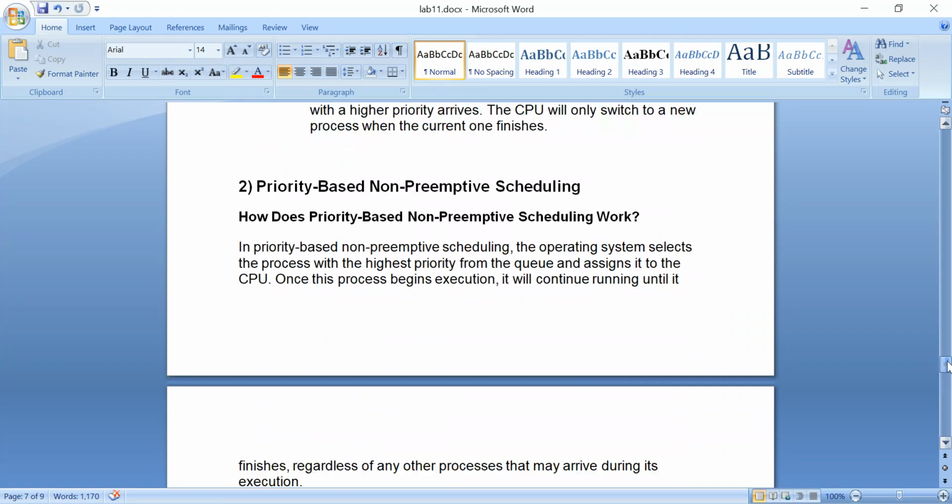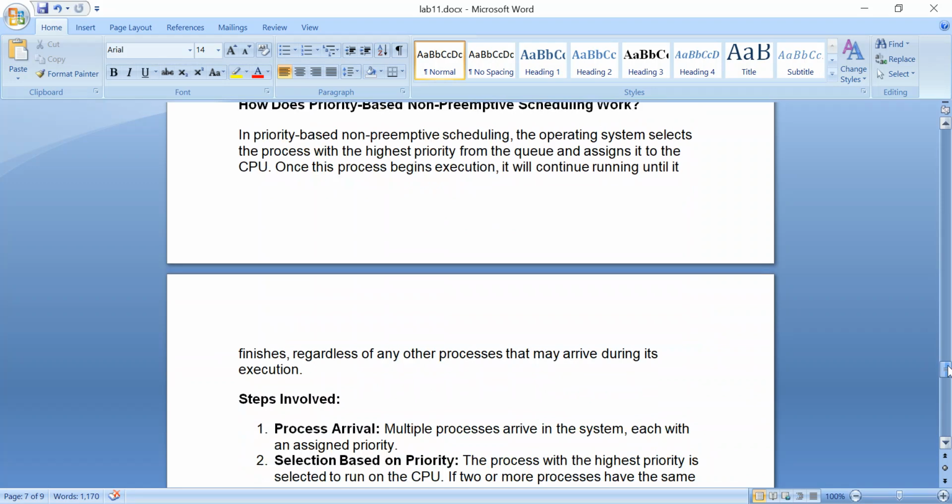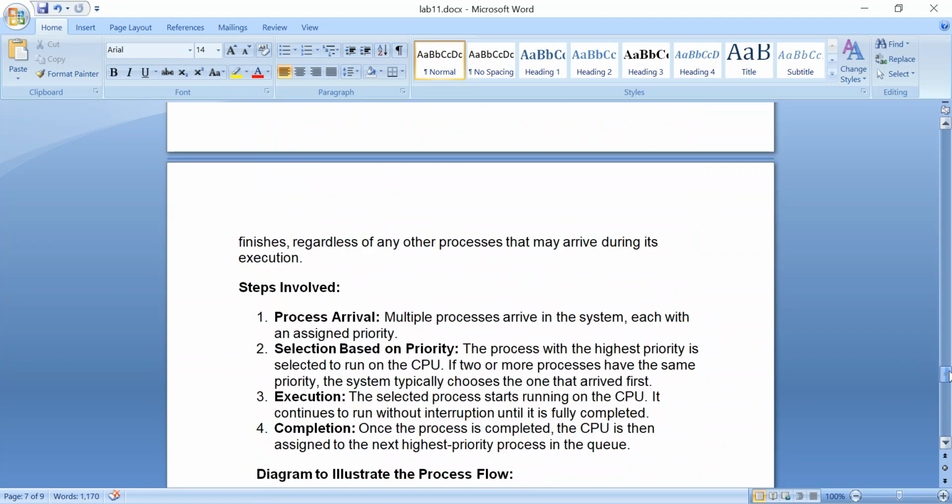So, priority based non-preemptive scheduling. How does priority based non-preemptive scheduling work? In priority based non-preemptive scheduling, the operating system selects the process with the highest priority from the queue and assigns it to the CPU. Once the process begins execution, it will continue running until it finishes, regardless of any process that arrives during this execution.